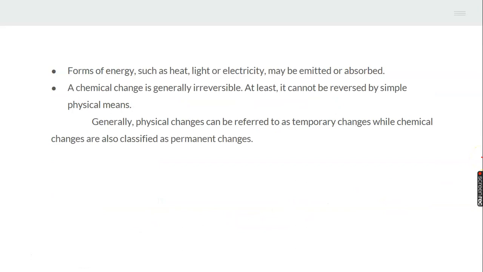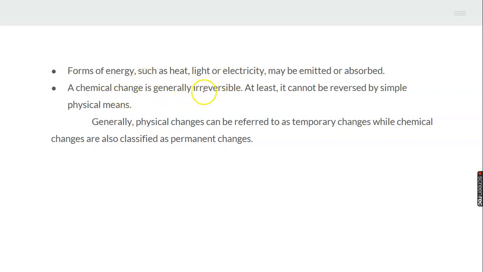Okay, so another point is that chemical change is accompanied by what? Forms of energy such as what? Heat energy, light energy, electrical energy, and maybe what? Emitted or absorbed. See that those energies are emitted. When something is emitted, it's given out, or you can absorb them.